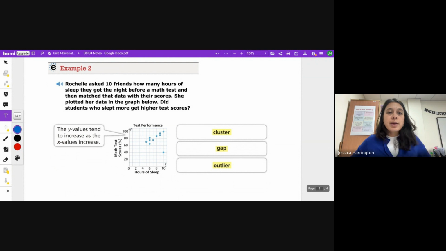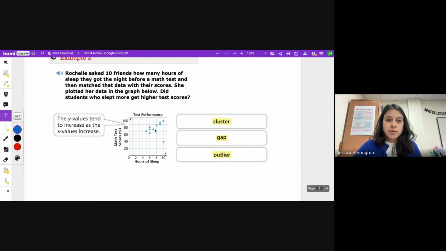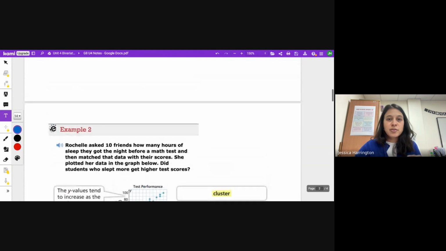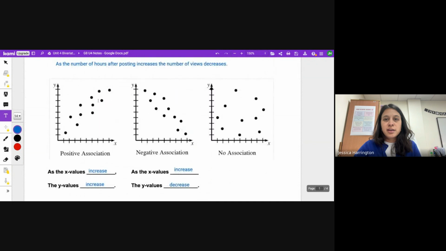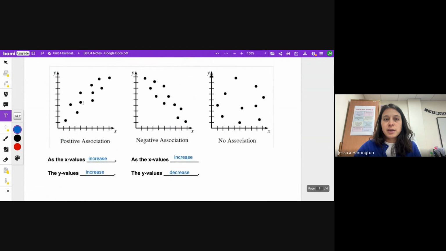Did students who slept more get higher test scores? So she's trying to determine if the number of hours you sleep has some relationship to your performance on your test. If we look at these, they are kind of clustered together, right? I'm trying to say, is there a positive association, a negative association, or no association? For me, I think that one kind of looks like this.